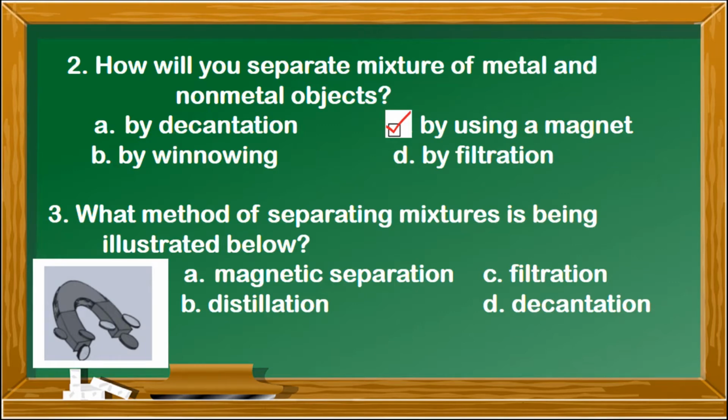Number 3. What method of separating mixtures is being illustrated below? Okay, look at this illustration, children, below. Letter A. Magnetic separation. B. Distillation. C. Filtration. And D. Decantation. The correct answer is magnetic separation.